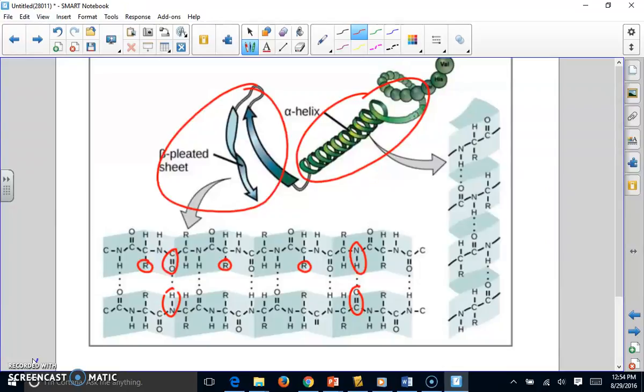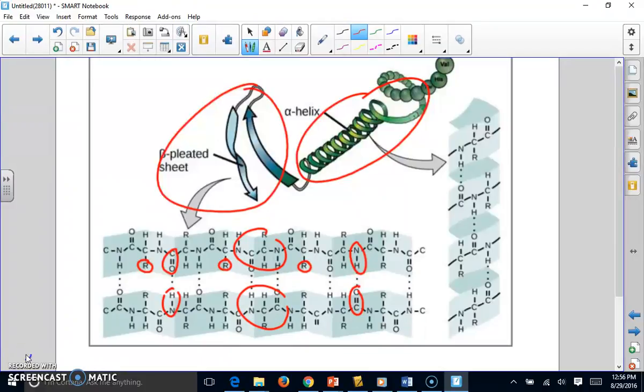sheet, depending upon which amino acids are there. We're not going to get into the details of that. And also the alpha helix. So just to summarize, we have secondary structure, which forms either the alpha helix or the beta sheet, and it's caused by interactions between non-R group atoms, also known as backbone atoms, and they form hydrogen bonds. This amino acid here is hydrogen bonding with this amino acid here, but it's in a different spot of the long peptide chain, causing it to fold.